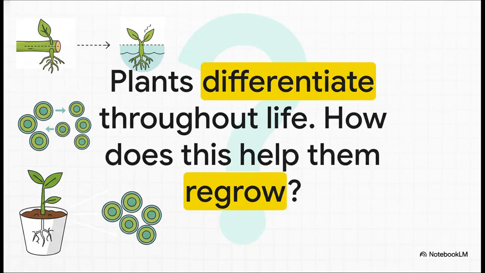Okay, I'll leave you with one final thought to connect all these ideas. Most animal cells lose the ability to differentiate very early on. But lots of plant cells can do it throughout their entire lives. And that is precisely why you can take a cutting from a plant, stick it in some soil, and grow a whole new one from it. It's an amazing example of differentiation in action.